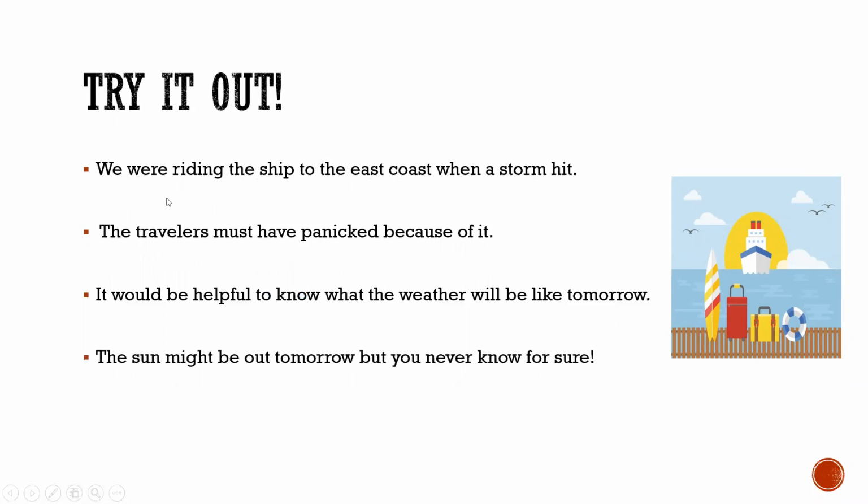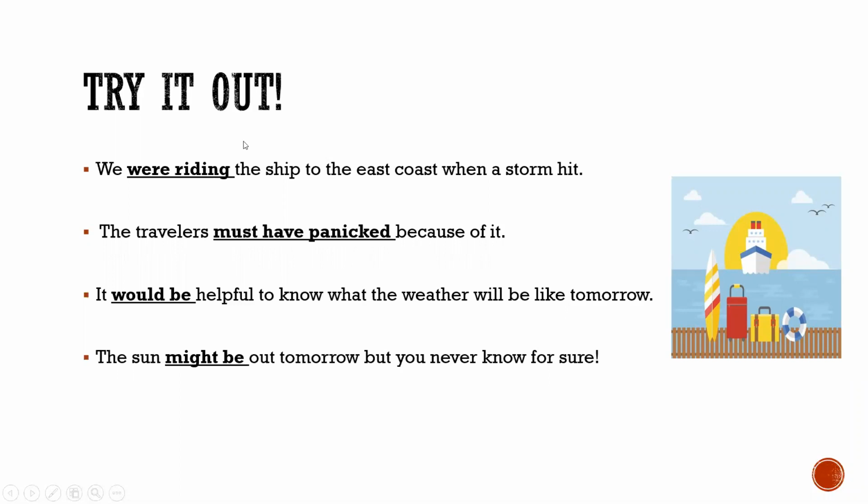Third one: it would be helpful to know what the weather will be like tomorrow. And fourth: the sun might be out tomorrow, but you never know for sure. Okay, so remember that verb phrases are composed of two verbs, okay? Now, if your answers are like this, then you are right.